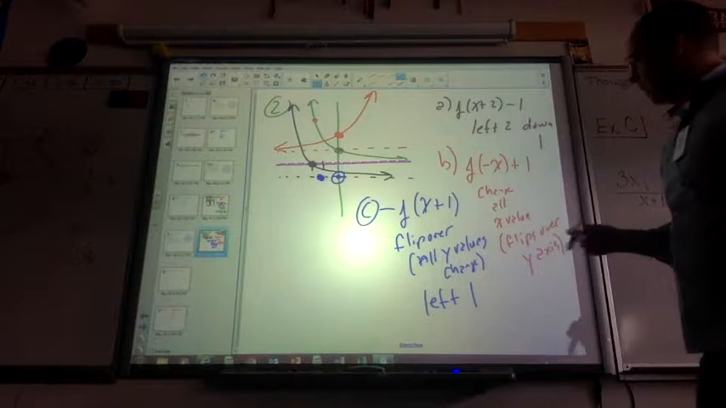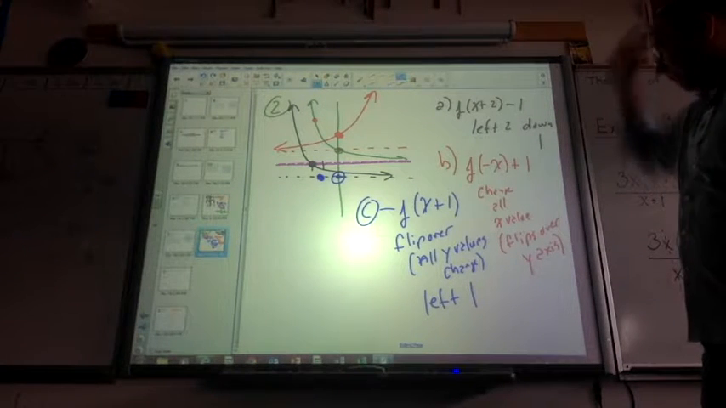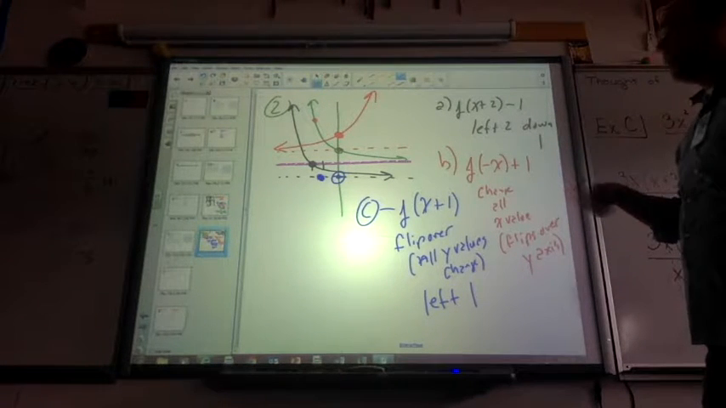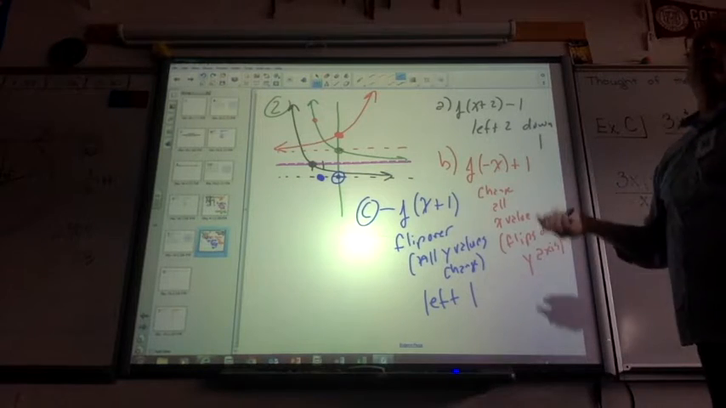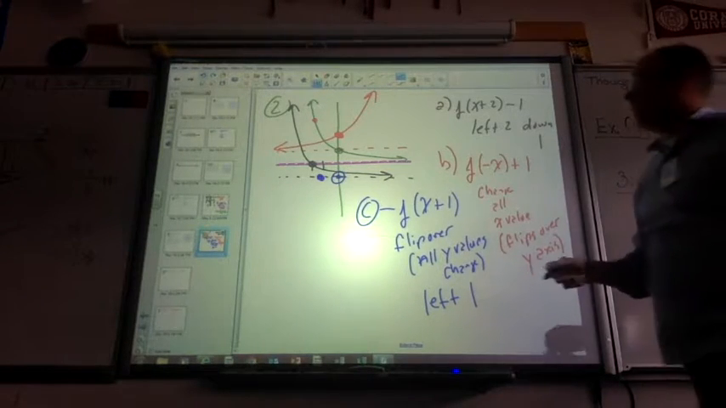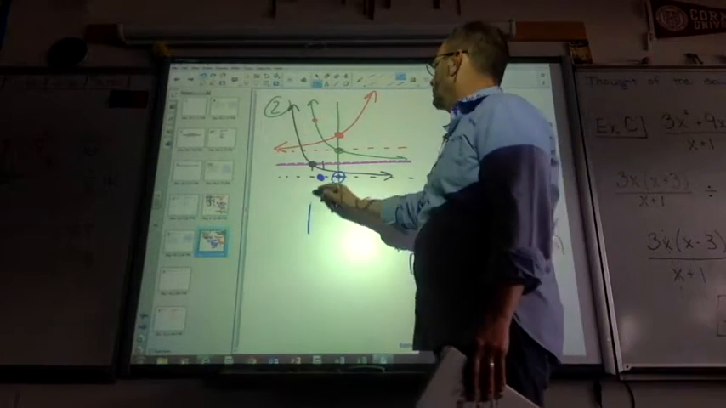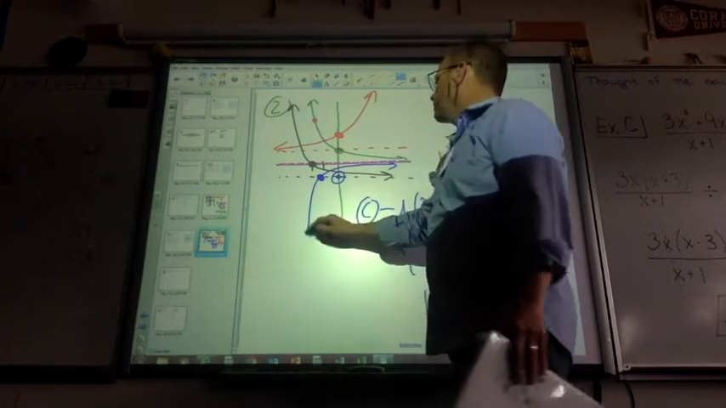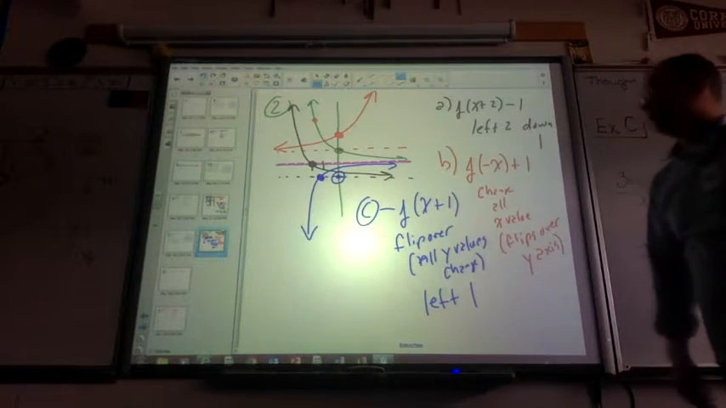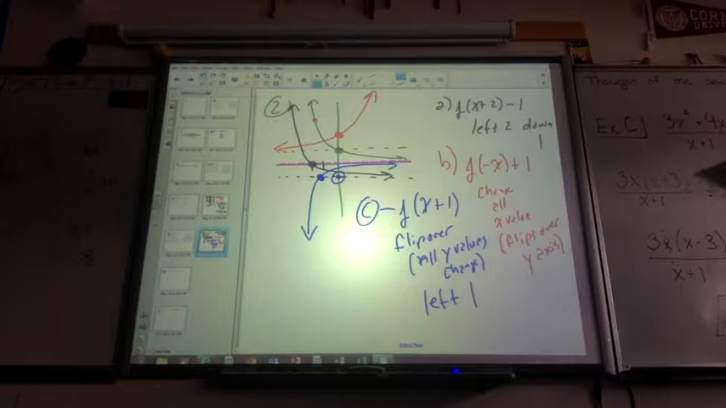All right. Other things that took place, it flipped over. So even though it flipped over, my asymptote's not going to change. So we're just going to come up from the bottom. So this is what this one looks like. Okay.